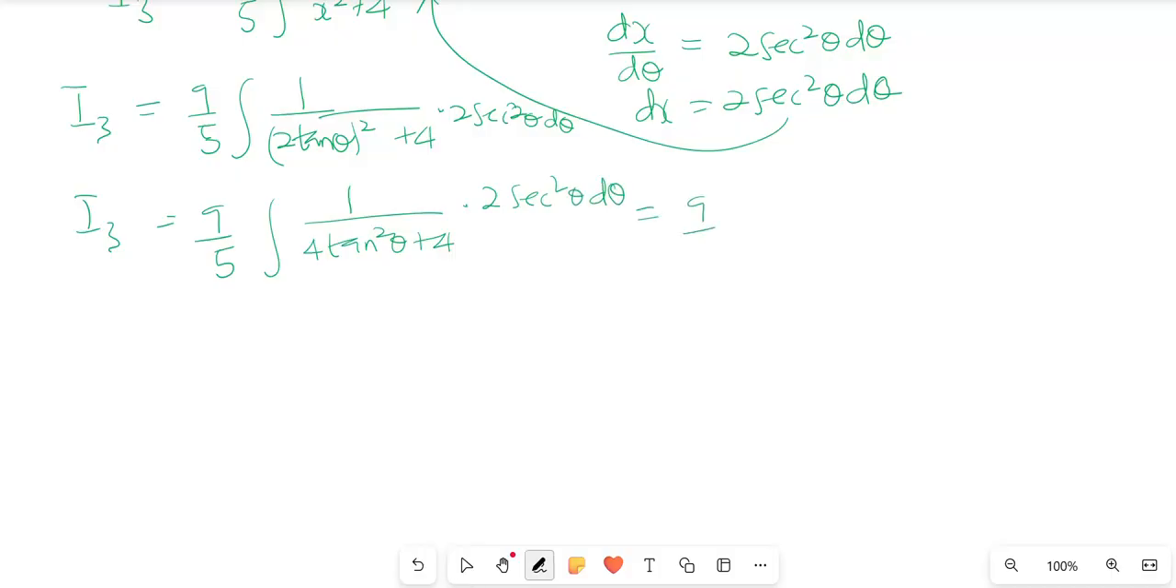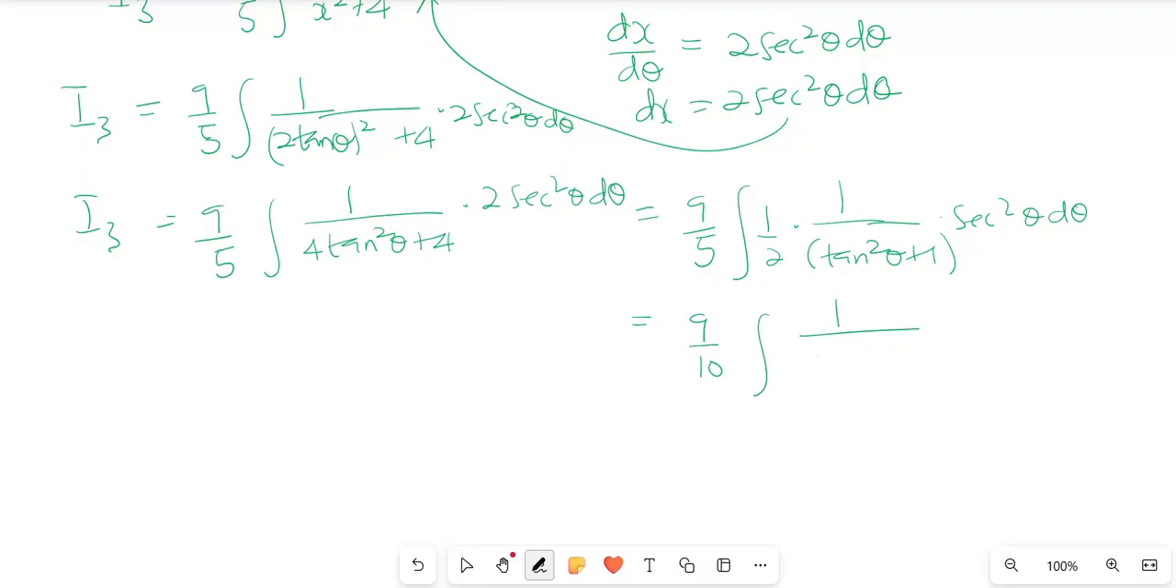So that should be equal to 9 over 5 integral of 2 over 4, that should be 1/2, times 1 over, the 4 was factorized out. Now you have tan squared theta plus 1 times secant squared theta d theta. So this is equal to, 1/2 is a constant, comes in front, that should be 9 over 10 integral of 1 over tan squared theta plus 1 times secant squared theta d theta.